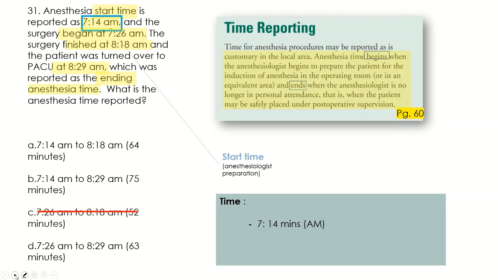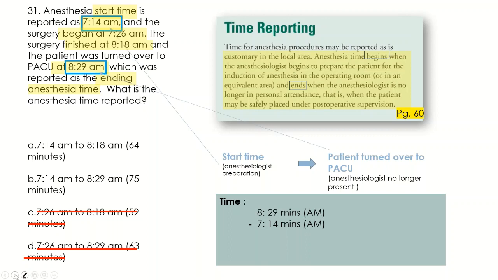Since we can eliminate C because it said that it started at 7:26, and we can eliminate D for the same reason, wrong start time. The patient was turned over to the PACU and the anesthesiologist is no longer present at 8:29. So that is our ending time. That eliminates answer A.